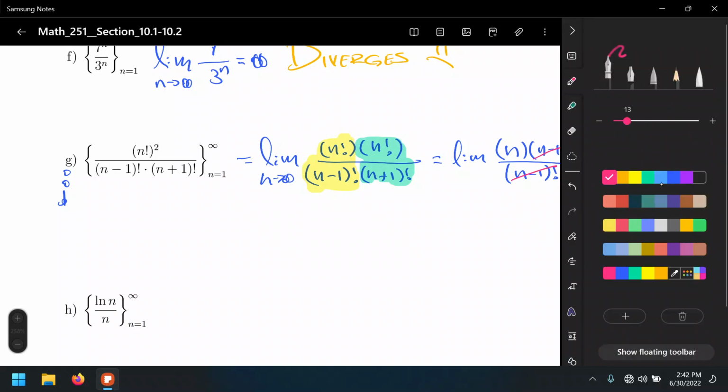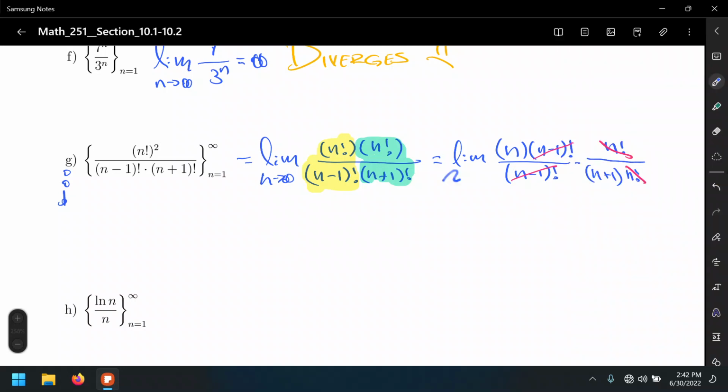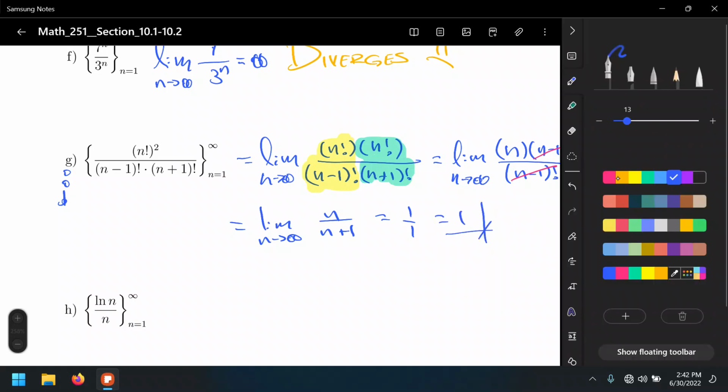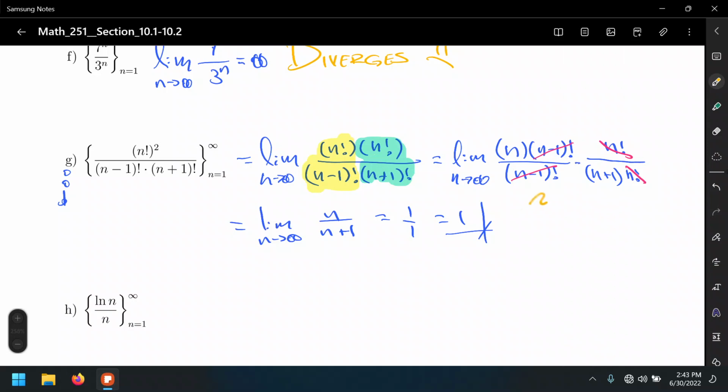Leaving us in this case with the following. That's the limit, and that's n over n plus 1. And well, in this case, the degrees on both numerator and denominator are the same. The ratio of leading coefficients is 1 over 1, which is 1. Therefore, the sequence happens to converge.